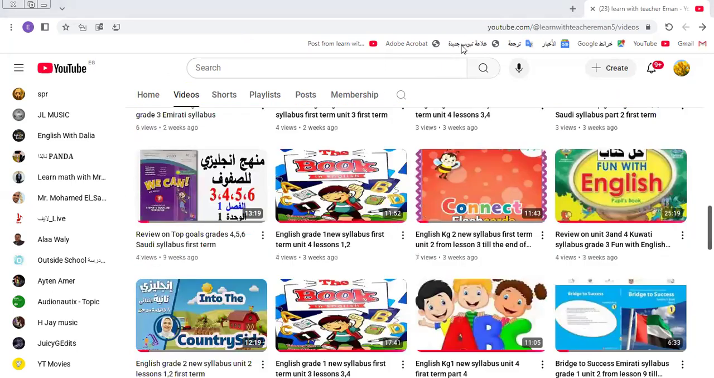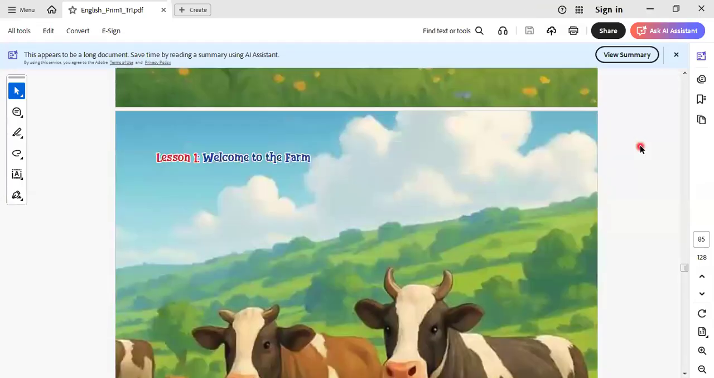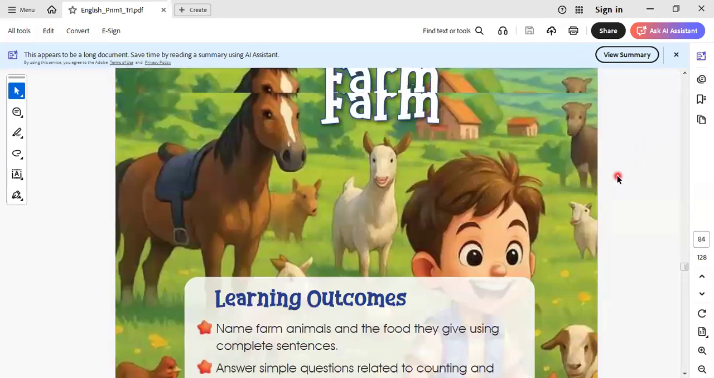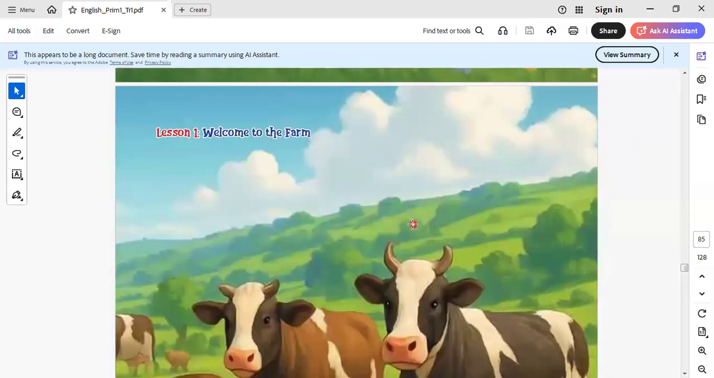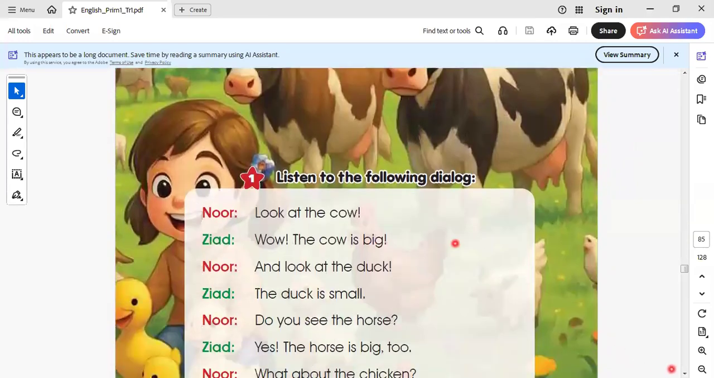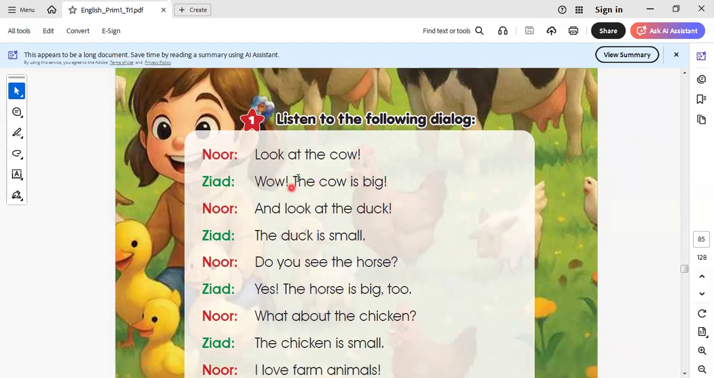Let's go to our unit today. Today it will be the last unit in your English book. Here is the last unit. It is about on the farm. Let's learn more about this topic. Here we talk about the farm and animals in the farm. Let's read this dialogue between Noor and Ziad and learn about the animals in the farm.